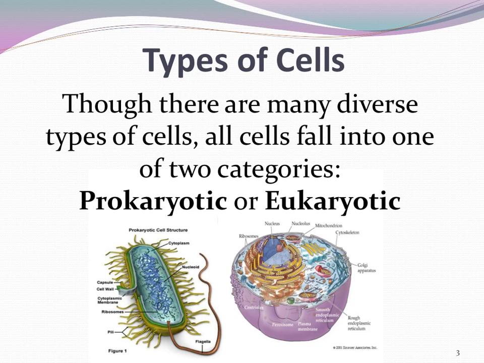Objective number 3 asks you to compare prokaryotic and eukaryotic cells. Though there are many diverse types of cells, all cells fall into one of 2 categories. They are either eukaryotic or they are prokaryotic. This picture shows you both. The left is a simple bacterial cell, which is prokaryotic. The right shows you a complex animal cell, which is eukaryotic.